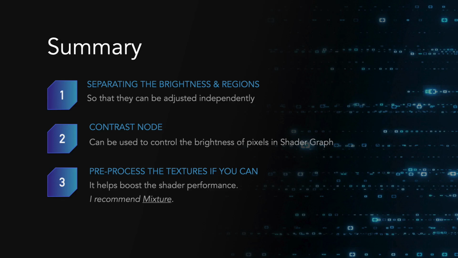To summarize, in this video I have introduced 3 methods to improve the Tint Mask technique. Number 1. By separating the shaded map from the color-coded mask texture for easier adjustment. Number 2. By using the contrast node to control the brightness level of the shaded map without recreating it. Number 3. Baking the pre-processed textures as the final one using Mixture, thus the texture is ready to use in the shader graph. And by baking, we have optimized the shader performance at runtime.